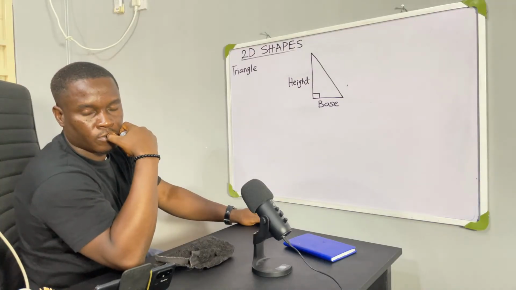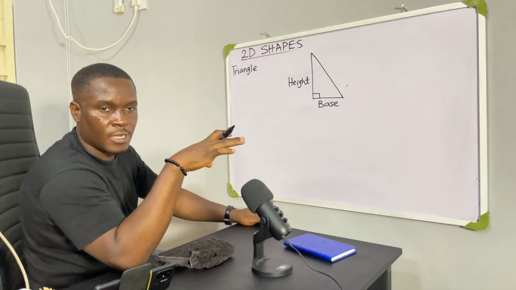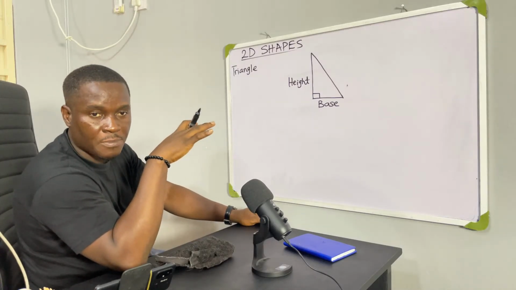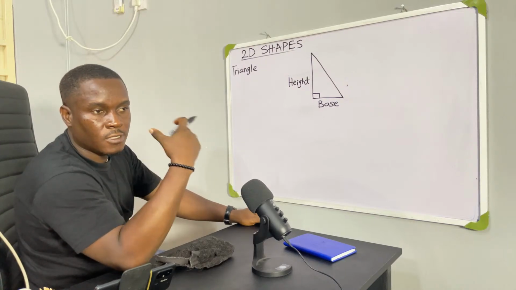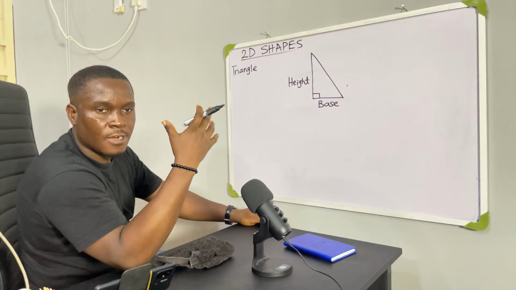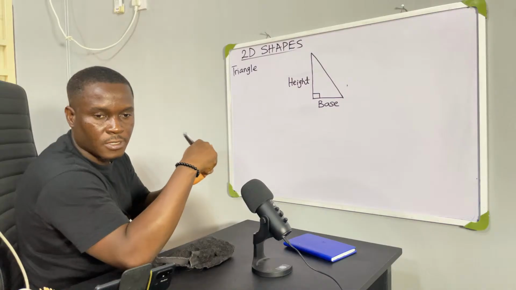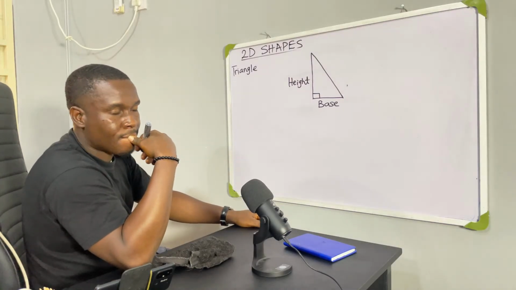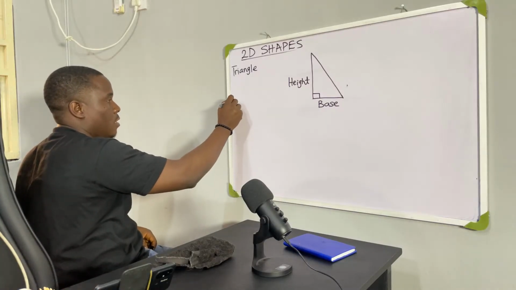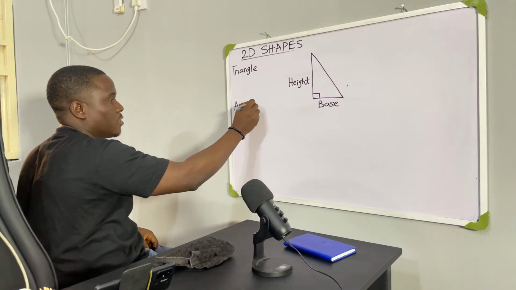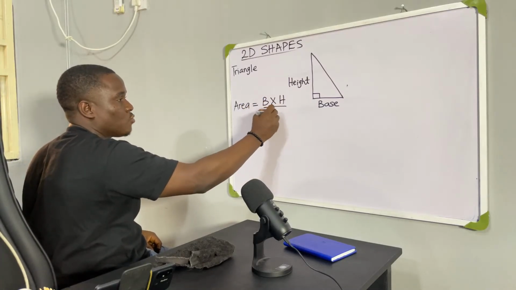Is this a regular triangle? Yeah, there are different types of triangles, but for the purpose of the formula, we are using this type of triangle called right triangle. There are other formulas for calculating area of a triangle, but it's not needed in the ASVAB test. So the area of a triangle is equal to the base multiplied by the height divided by 2.